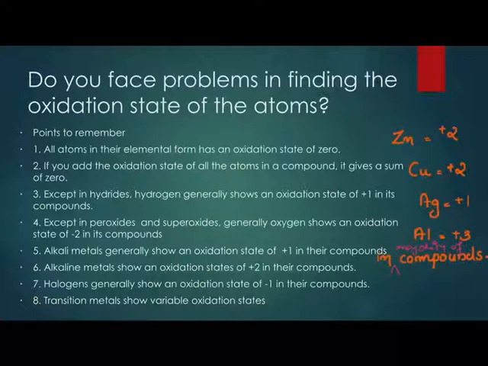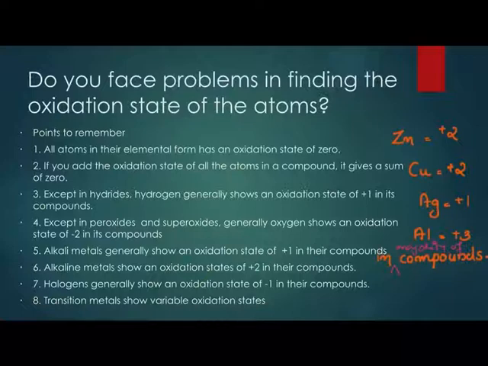All atoms in their elemental form have an oxidation state of 0. So if an atom stays alone, then its oxidation state will be 0. If you add the oxidation states of all the atoms in a compound, it gives a sum of 0. Except in hydrides like sodium hydride and potassium hydride, hydrogen generally shows an oxidation state of +1 in its compounds. Except in peroxides and superoxides, generally oxygen shows an oxidation state of -2 in its compounds.